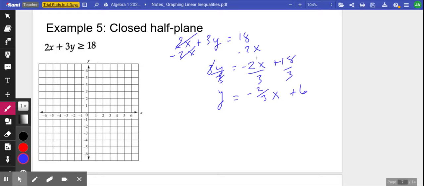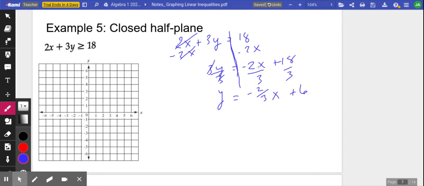So over here, what I did, I wanted to write this in slope-intercept form to make it easier for me to graph. So the key here is to get the y alone on one side of the equation. So the first thing I did was subtract 2x from both sides of the equal sign. So these cancel out, and we're left with 3y on this side, and then negative 2x plus 18 over here. And then we need to get the y alone. So I divided by 3 to get the y alone.